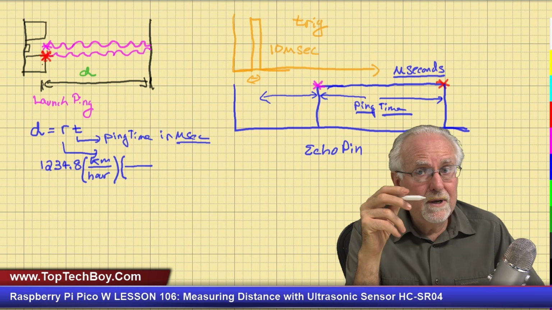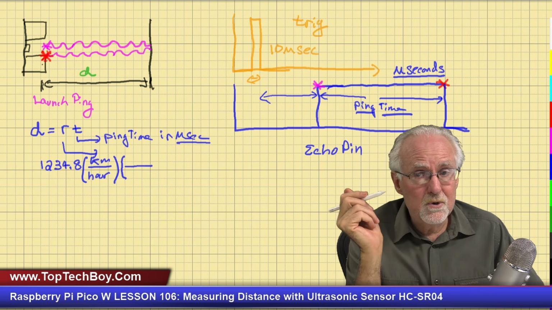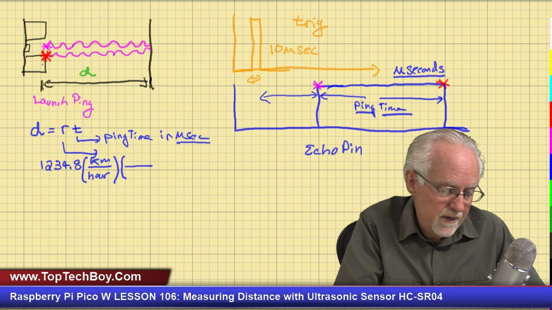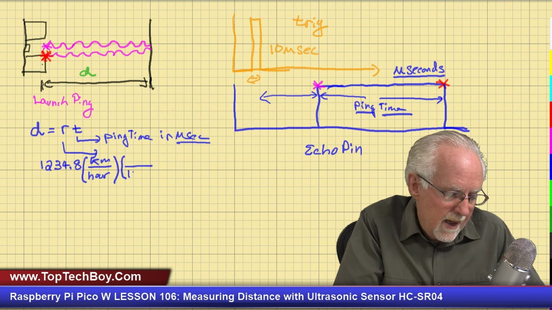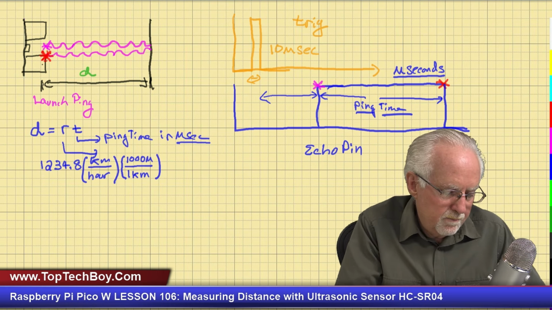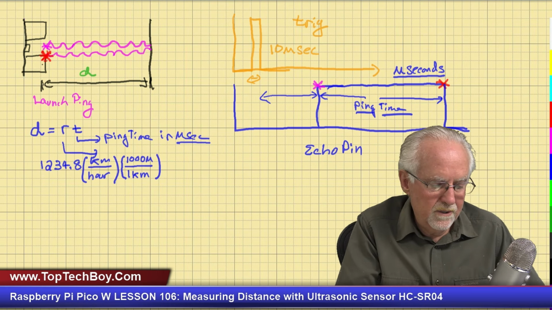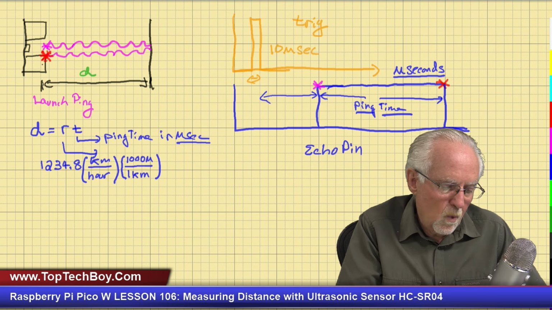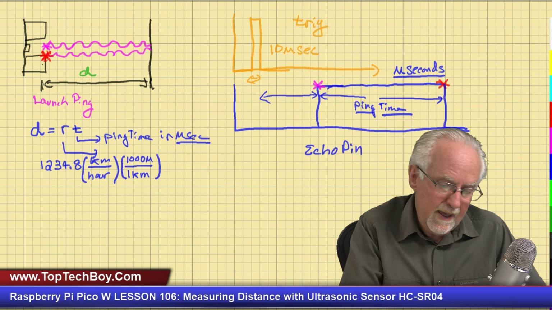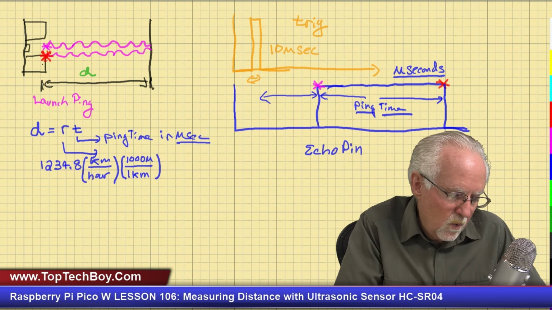Now, what do I want to get rid of? I don't want to be in kilometers, so I want to get rid of kilometers. So I put kilometers in the denominator. But what do I know? I know 1 kilometer is 1,000 meters. So if I multiply by 1,000 meters over 1 kilometer, 1,000 meters is the same as 1 kilometer. I haven't changed anything. And look what happens.